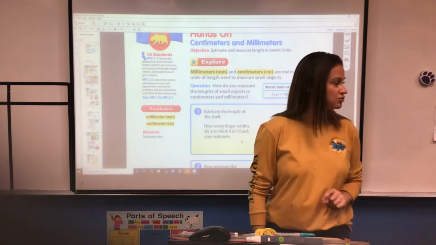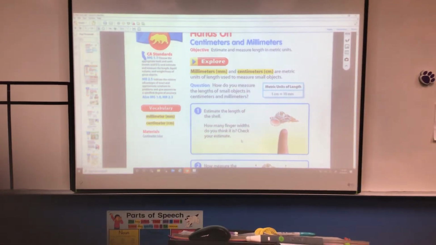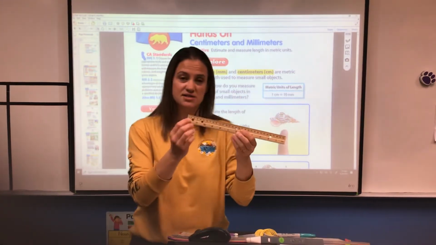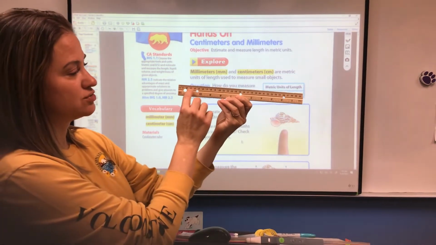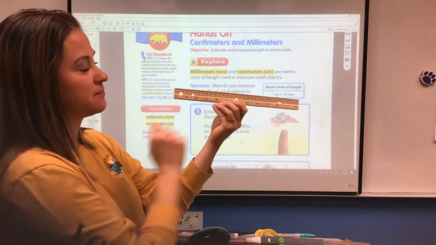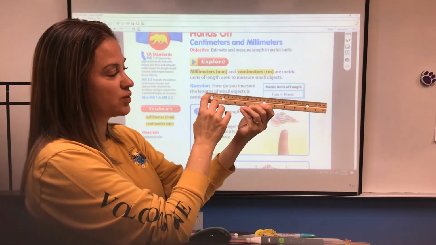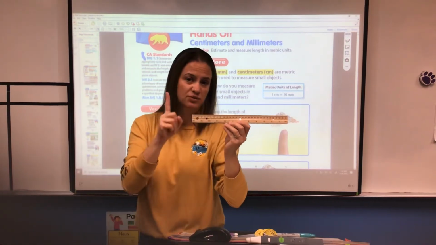So if you look at your ruler, let me grab mine. If you look at your ruler and you now flip it to the side that says cm, which means centimeters, you'll see the 1, 2, 3, 4, 5, all the way to 30. Those are your centimeter markers. The little lines in between are called your millimeters, and it takes 10 of those little millimeters to equal 1 centimeter.